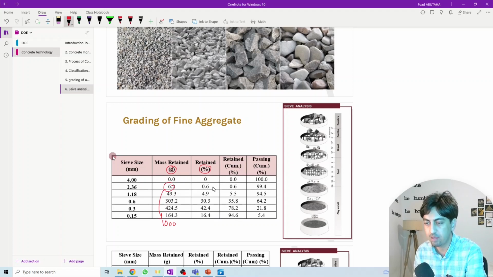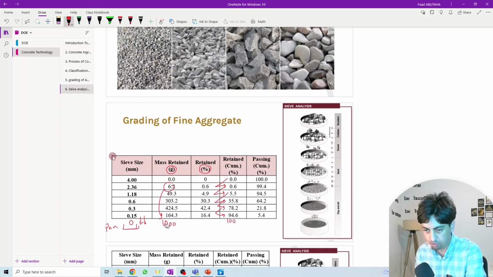The cumulative for this one is the same here. Then 0 plus 0.6 is 0.6. Then 0.6 plus 4.9 is 5.5. 5.5 plus 30.3 is this one. Then we will have what we call the cumulative. At the end of the cumulative percentage, we must have 100 here. But we also need the band, because some of the particles are retained here, and some also pass through this sieve and go to the band. We call it the band. So the band is the rest.